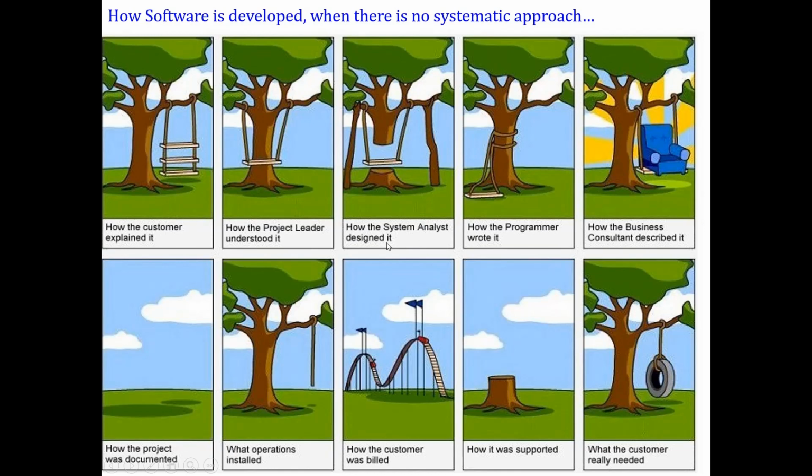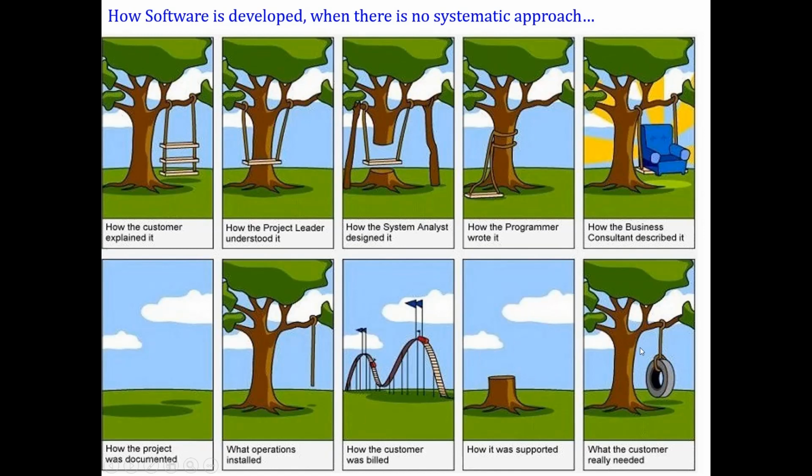The system analyst designs it in such a way that it's a swing, but there is no stem part in the tree. The programmer writes code for the product, and it is like a swing, but it does not swing. The business consultant describes the product as a sophisticated sofa-like swing. The project documentation is void, and the operations installed is just a string alone, but the customer was billed hugely and the support was none.